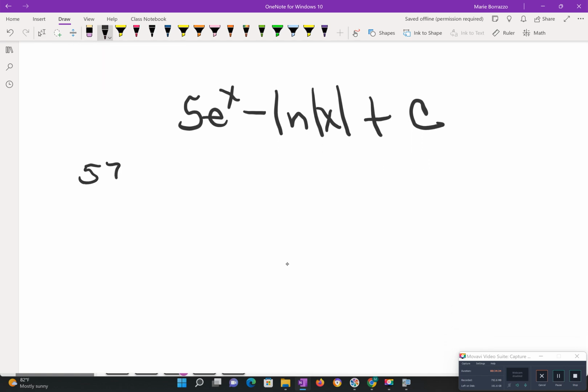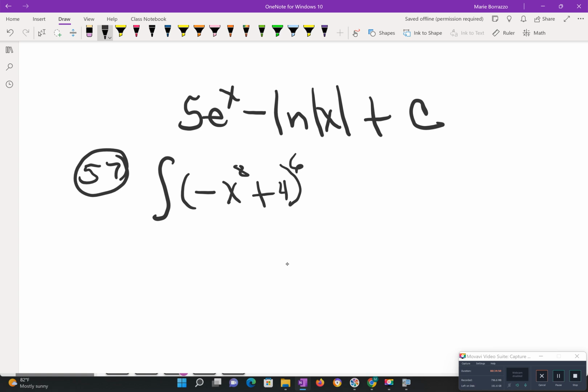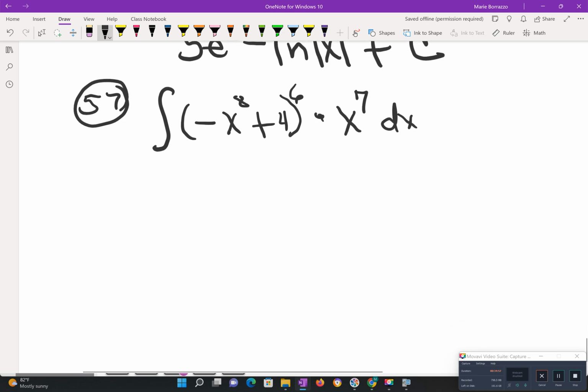Number 57, same difference. They give us the integration symbol. Find the integral. They're giving us negative x to the 8th plus 4 to the 6th power times x to the 7th power dx.